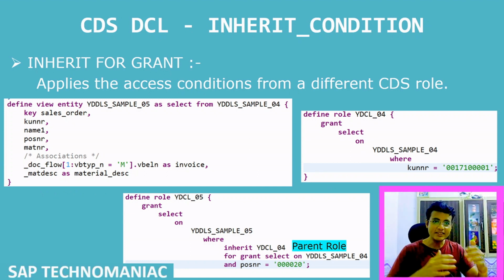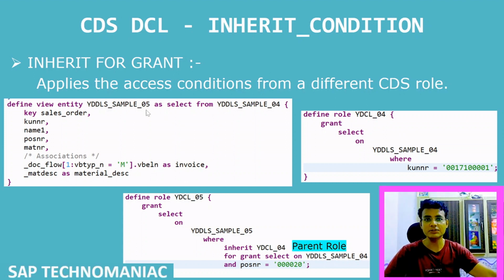When we apply this inherit condition, suppose we have created one CDS entity. I have given one example over here. Suppose we have created one CDS entity YDDLS sample underscore 04. I am calling this CDS entity in another CDS entity, YDDLS sample 05. That is called view on view, where I call one view in another CDS view. For CDS sample 04, we have already defined one access rule.